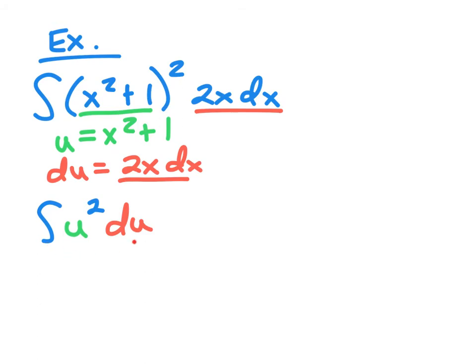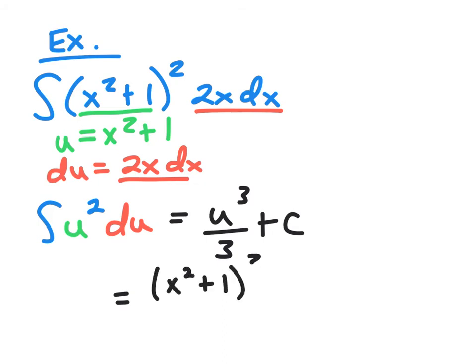But now that I've simplified it down to a different variable of u and du, I just have u squared du, and that's just going to be a regular anti-power rule where I add 1 to the exponent and divide by the new exponent. So if I add 1 to the exponent, I get u to the third power over 3 plus c. And then because I did a substitution, all I have to do now is go back and plug in my u. So I will have (x squared plus 1) cubed over 3 plus c. And that is the antiderivative of the original problem, (x squared plus 1) squared times 2x dx.